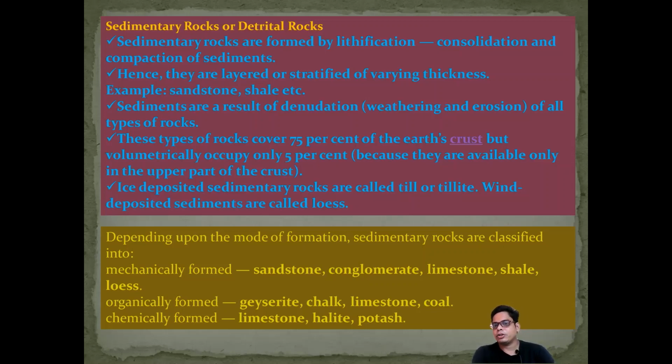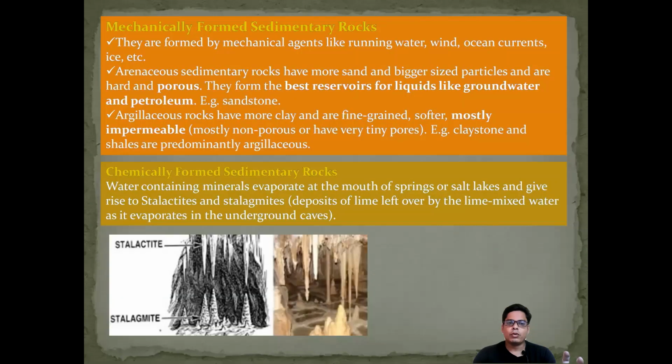Depending upon the method of formation and sedimentation, they can be classified into three types. First is mechanically formed: examples are sandstone, conglomerate, limestone, shale, or loess. Organically formed: geyserite, chalk, limestone, coal, etc. Chemically formed: limestone, halite, and potash. These are the main types of sedimentary rock by the process of formation. One by one we have to discuss.